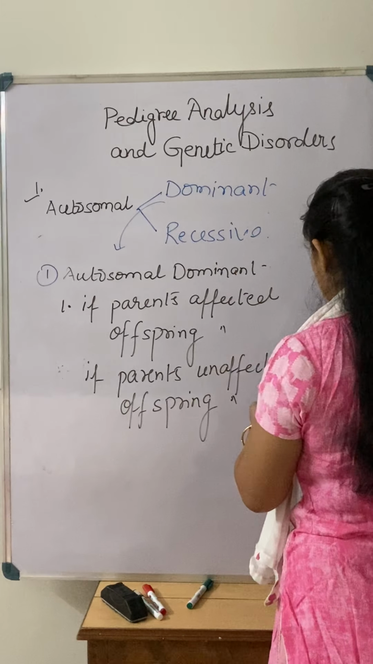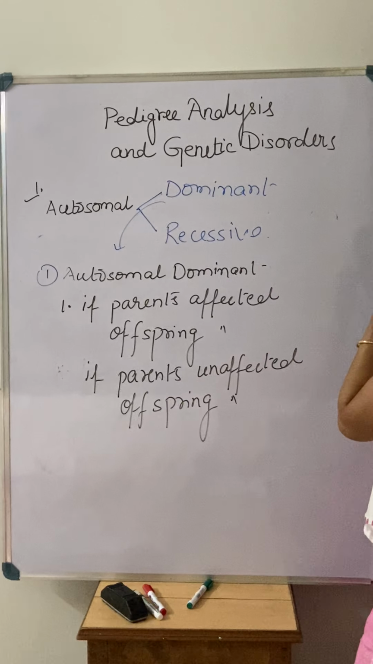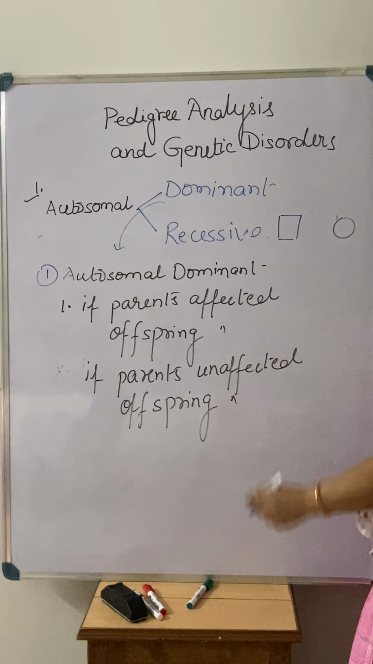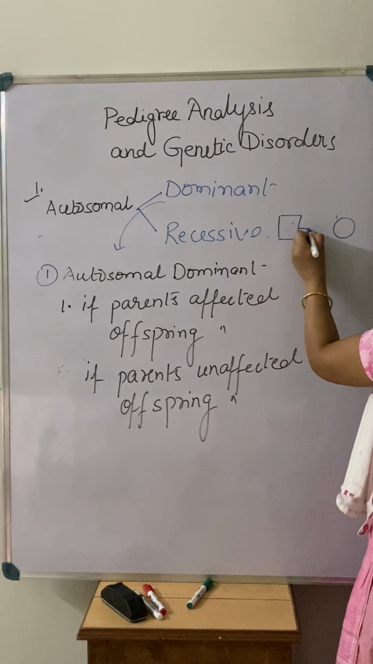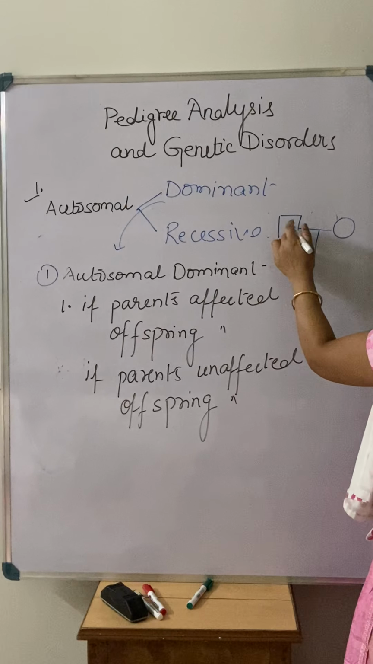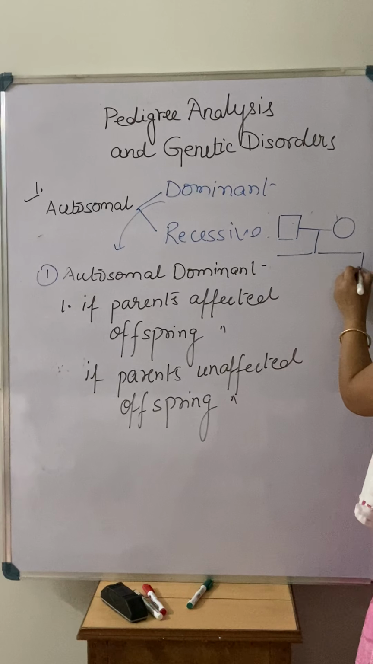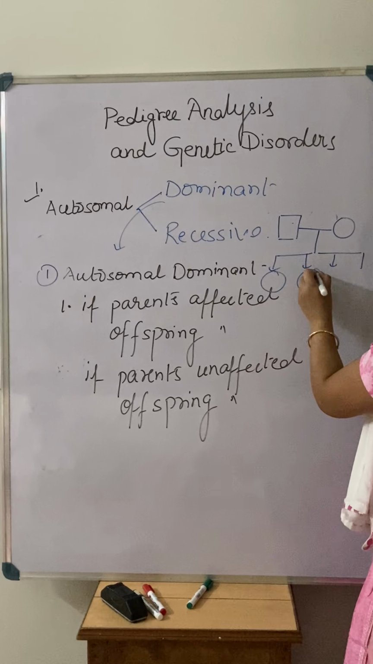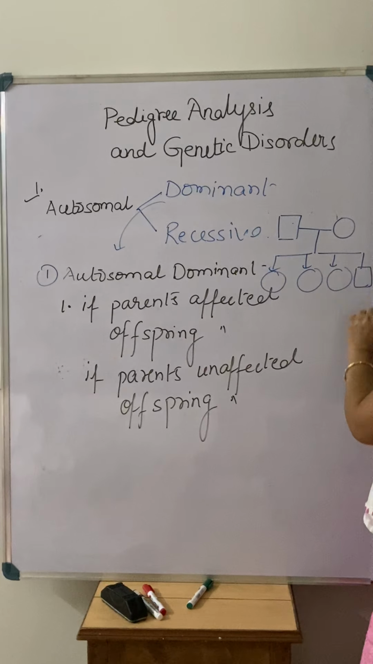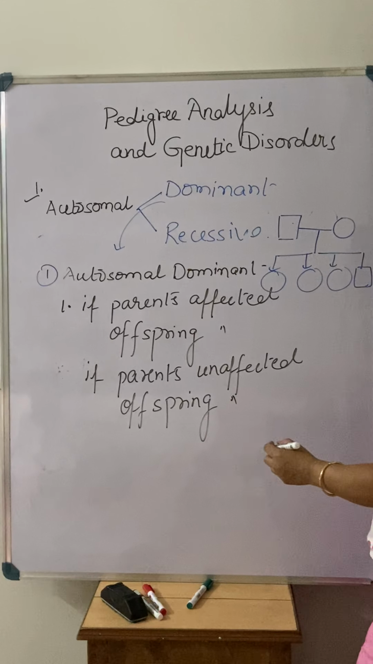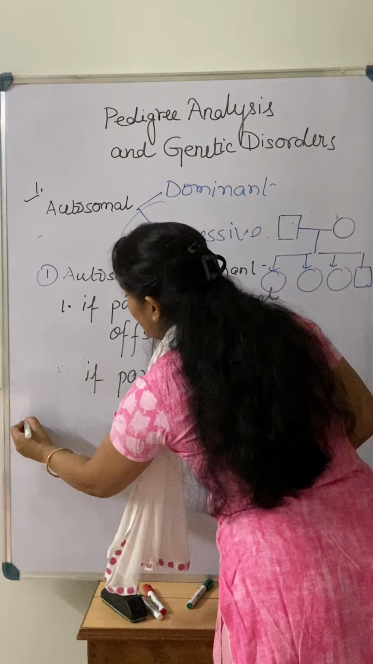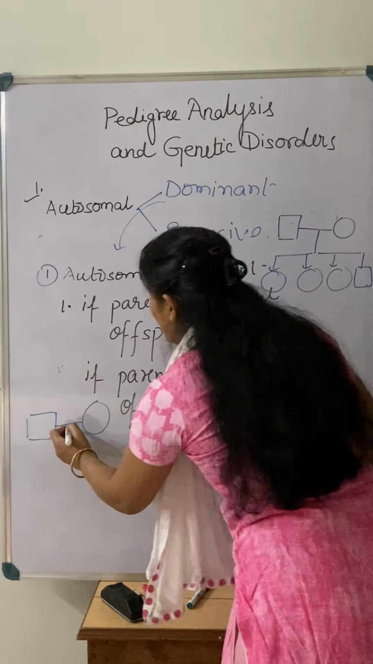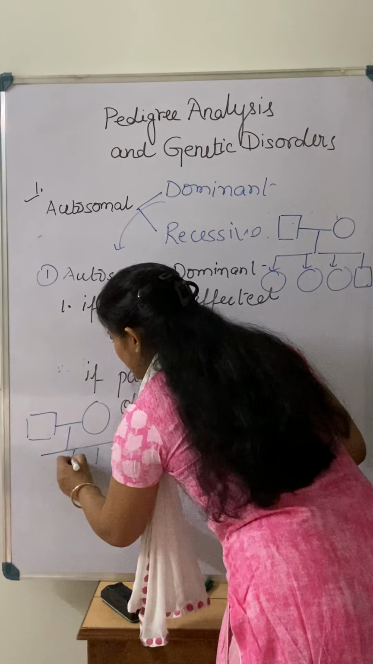How can you see this? For example, I am going to draw a small pedigree. In that, I am showing the union of the male and female, and these are the offspring. The offspring is like this. Another pedigree that I am showing over here: male and female are mating, and the offspring is somehow like this.